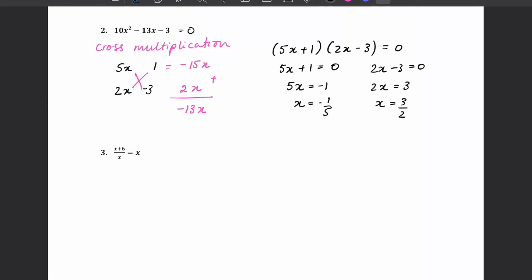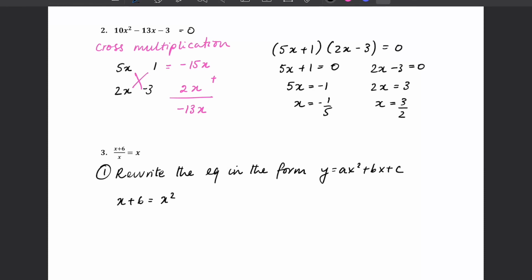So now moving on to the last equation. So this one's a little bit trickier. It's obviously not in a form we're used to seeing. So what I would say to do is rewrite it so it is. So how I'm going to do that is by multiplying the denominator out. So that'll leave me with x plus 6 is equal to x squared. So that's taking this, multiplying it by x, and multiplying the right-hand side by x.